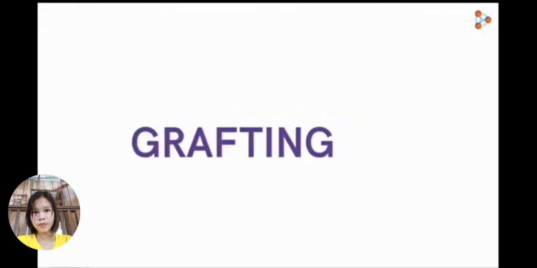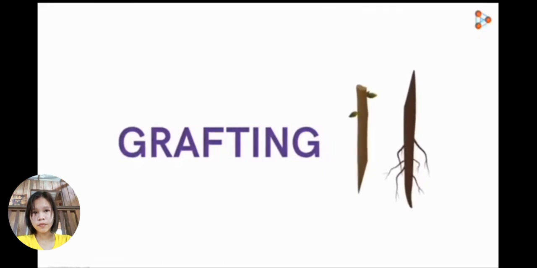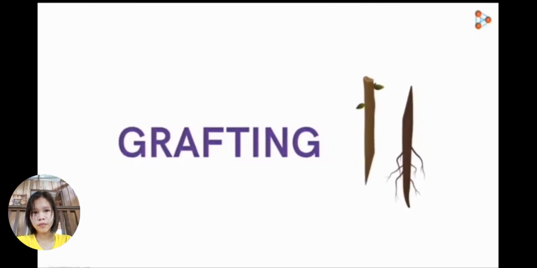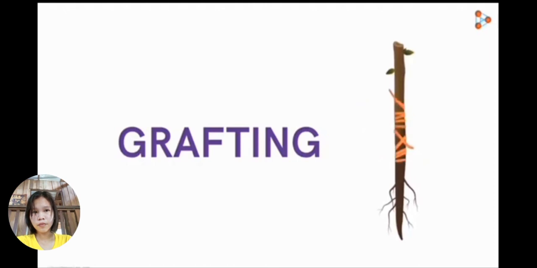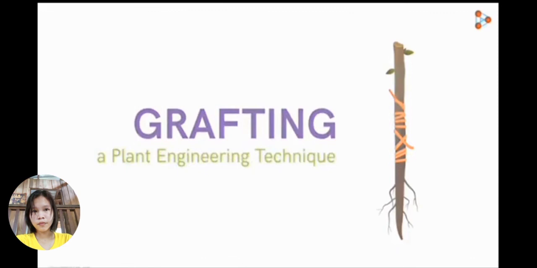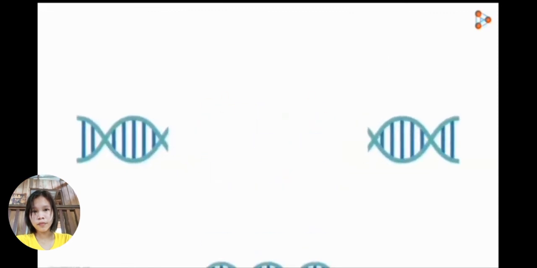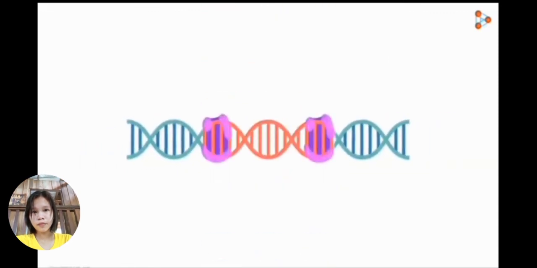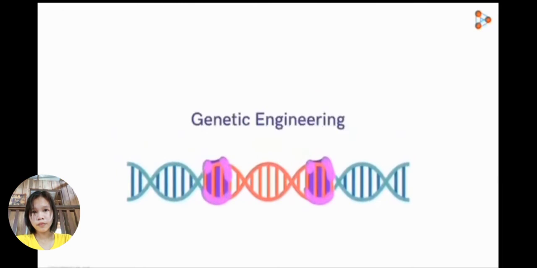In this, the stems of both the tomato and the potato plants are chosen and then joined together by tying them. This is an example of plant engineering. On similar lines, when we cut and join genetic material, the process is known as genetic engineering.